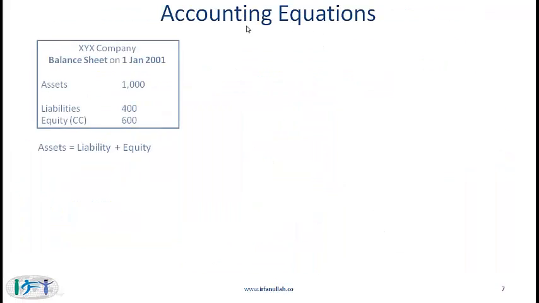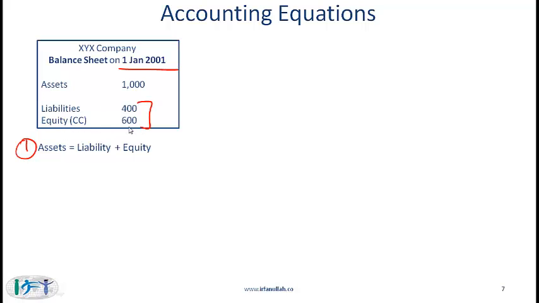Let us now talk about accounting equations. The most basic accounting equation is shown right here. Assets equal liability plus equity, and this is illustrated through a very simple balance sheet. The balance sheet of company XYX on 1st January 2001: assets 1000, and that equals the liabilities plus equity.